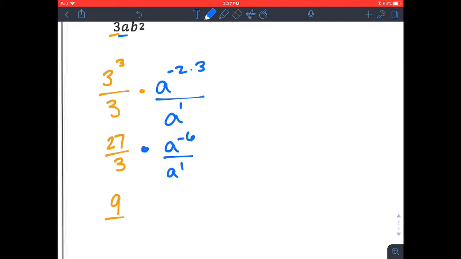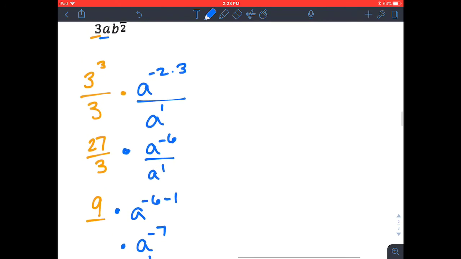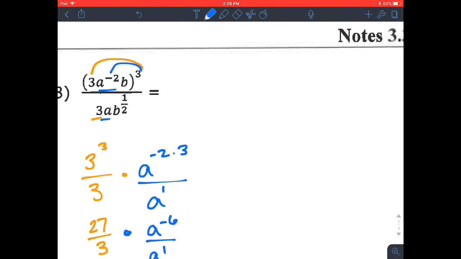So when I divide powers, what do I do to the exponents? My formula card says that I'm going to subtract. So that's going to be a to the negative 6 minus 1 power. And the negative 6 minus 1 gives me negative 7, which is going to drop below the fraction bar and turn positive. Okay, so A's are completely done.